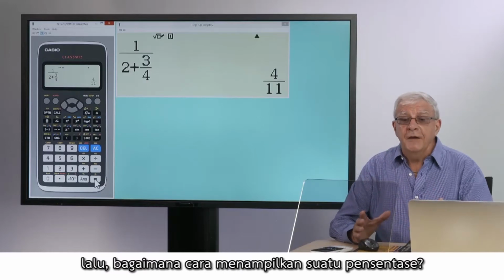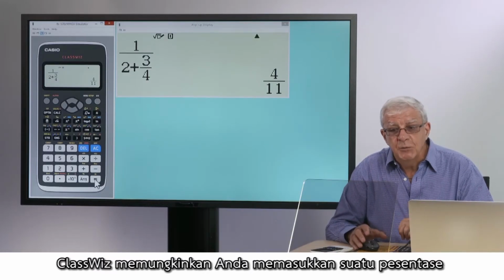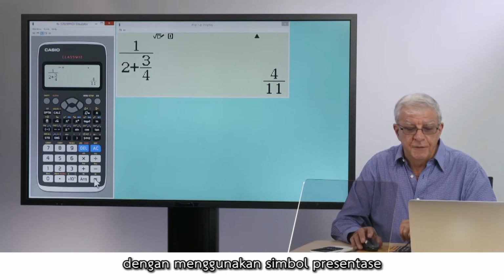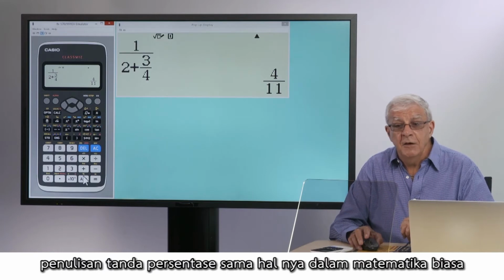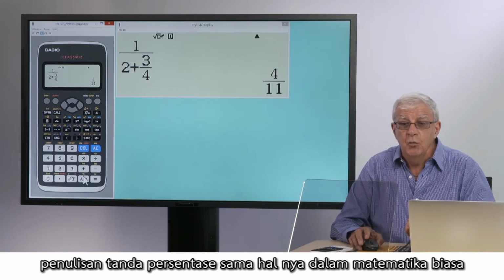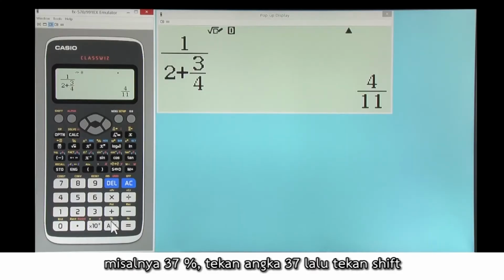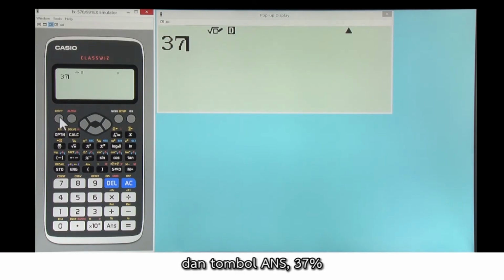Finally, what about representing percentages? ClassWiz will let you enter a percentage using the percentage symbol, which is down here above the answer key on the bottom row. The percentage sign is used in the same way as it is in normal mathematical writing. So here, for example, is 37%. 37, we tap the Shift key because the percentage is above the answer key, 37%.